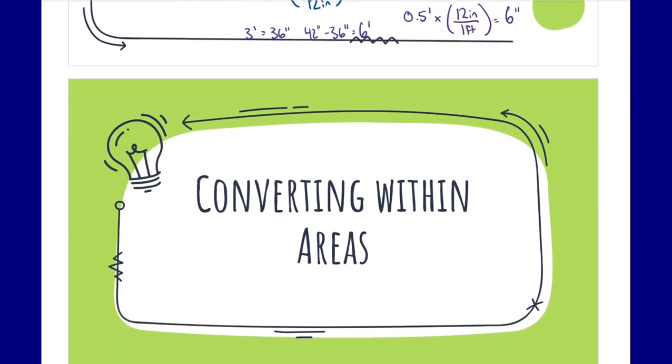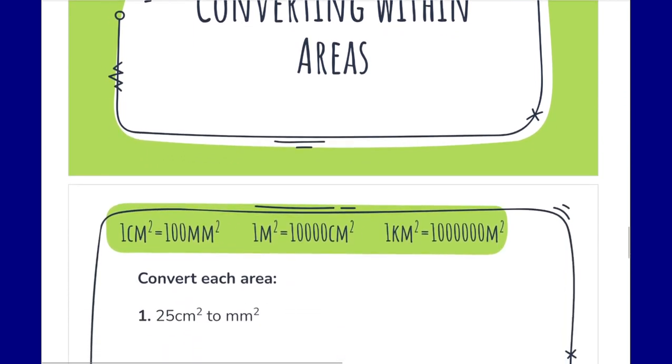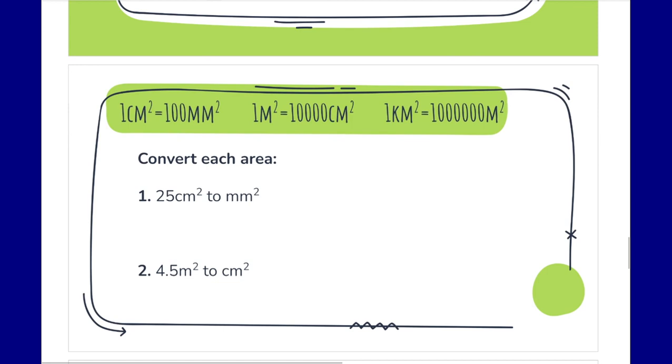Lastly, we're going to look at converting within areas. Again, it's the same format, the same setup. You want to be careful, though, with the unit rates. The unit rates are not going to be identical to when we're dealing with just singular measurements. Because we're dealing with area, there are different unit rates. So you want to be careful of that when you're making these conversions.